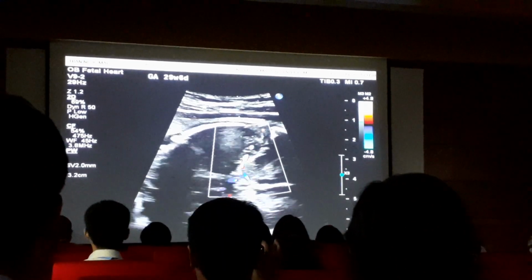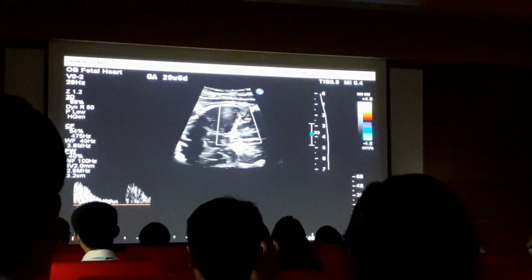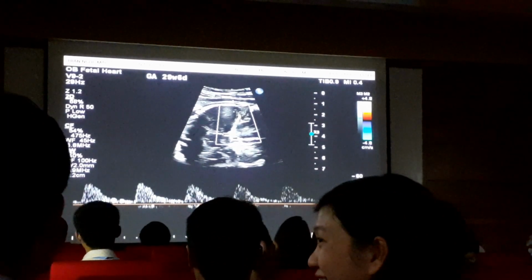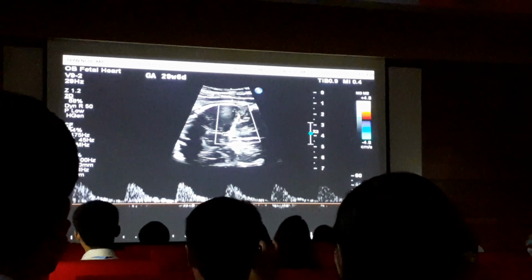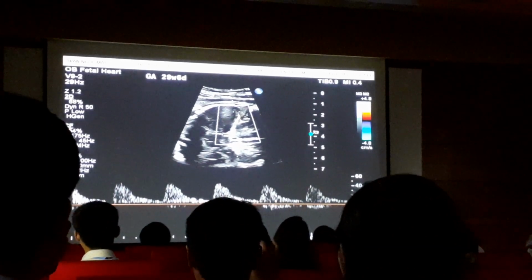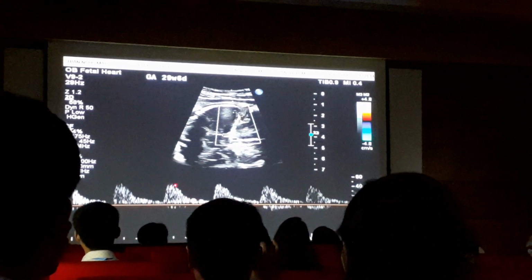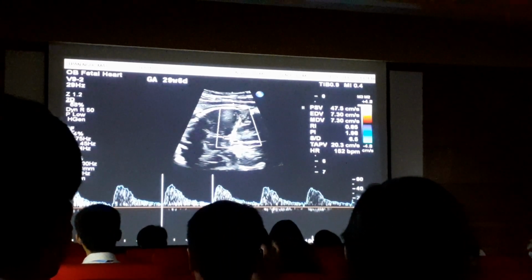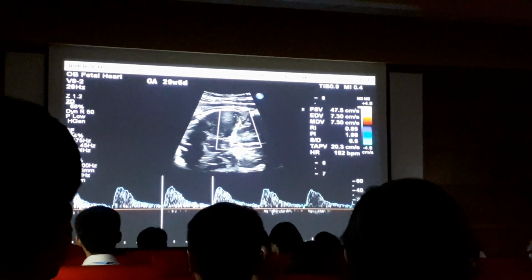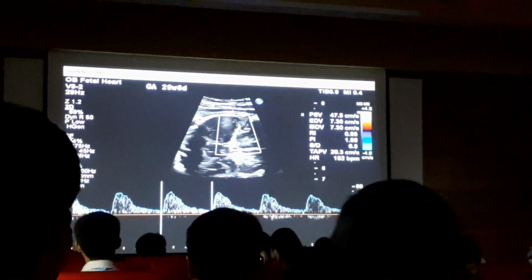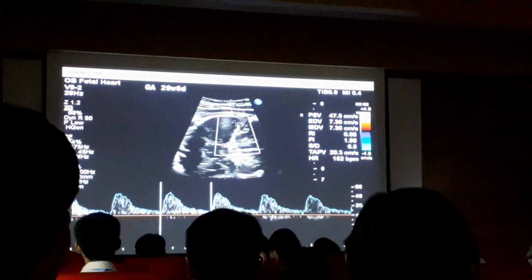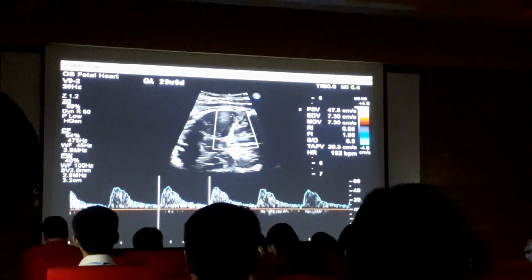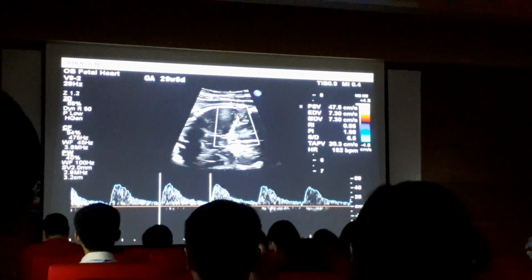So middle cerebral artery Doppler. Động mạch não giữa. Peak systolic velocity, in addition to our resistance indices. Cái đo cái đỉnh và of course, we would have to look on the website to see what the MOMs for the peak systolic velocity of 47 is at 29 weeks, but I think it's probably high normal.